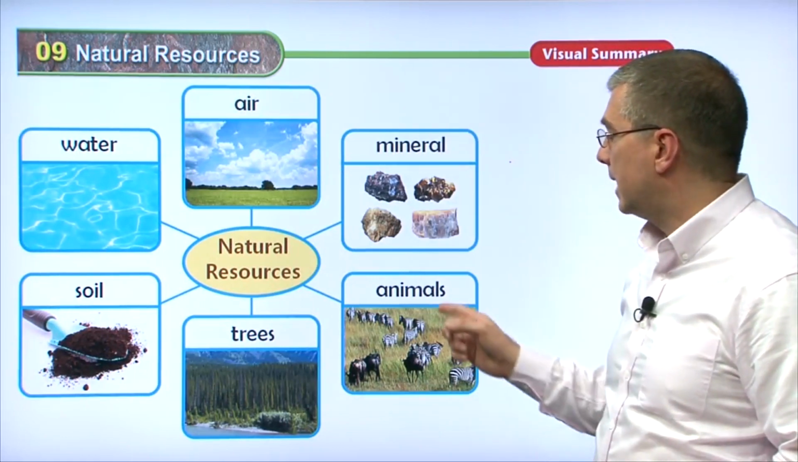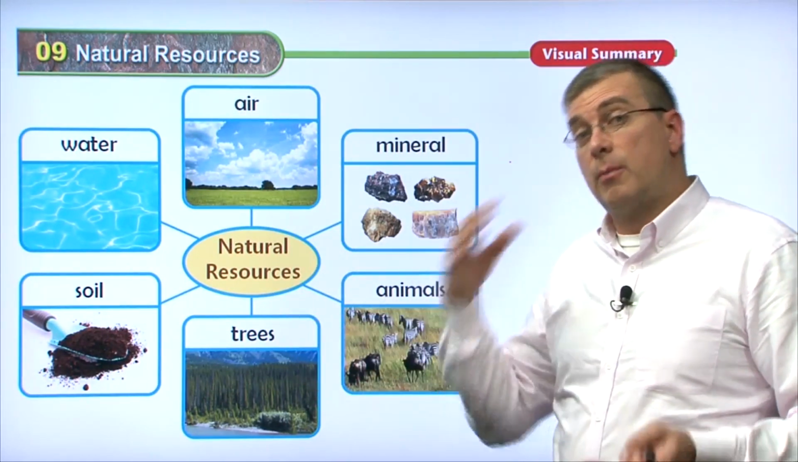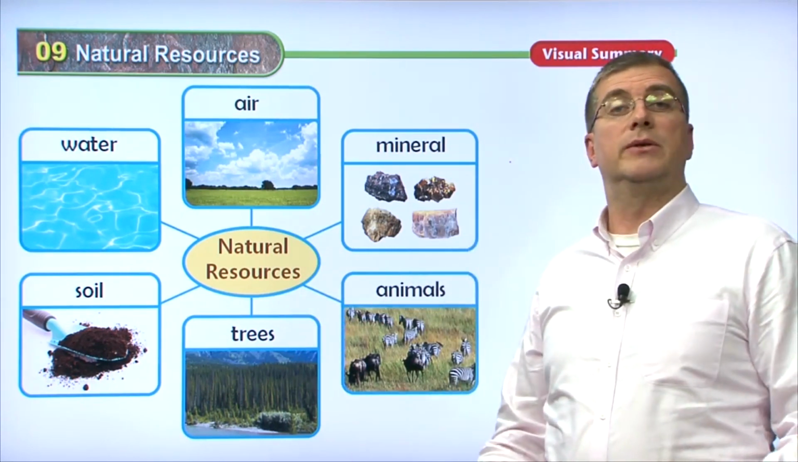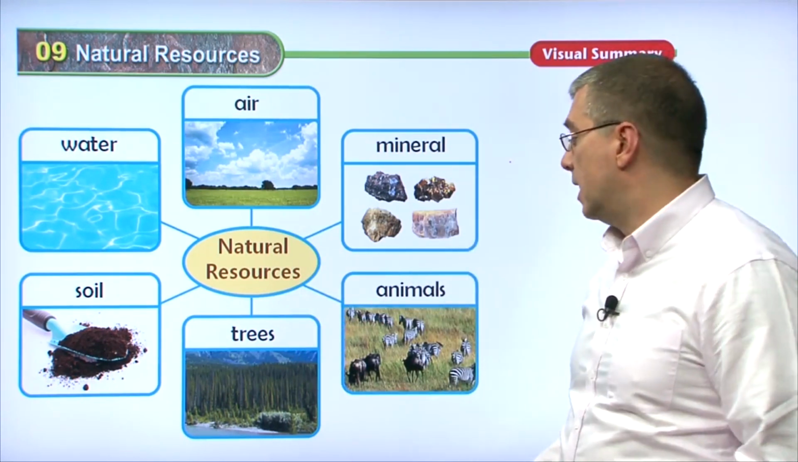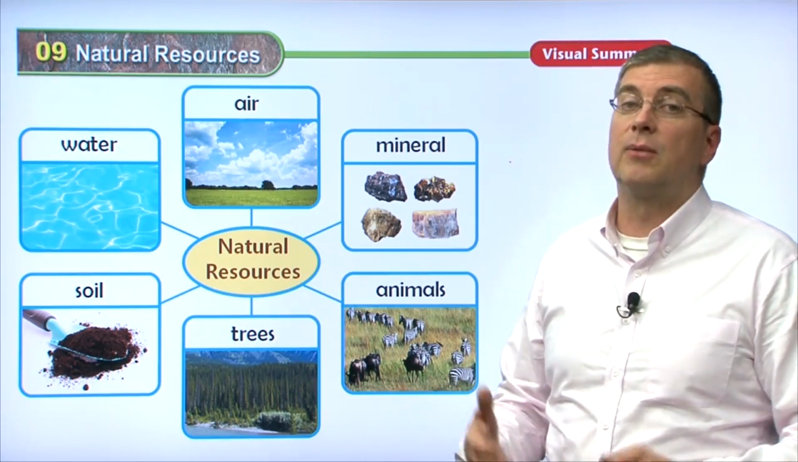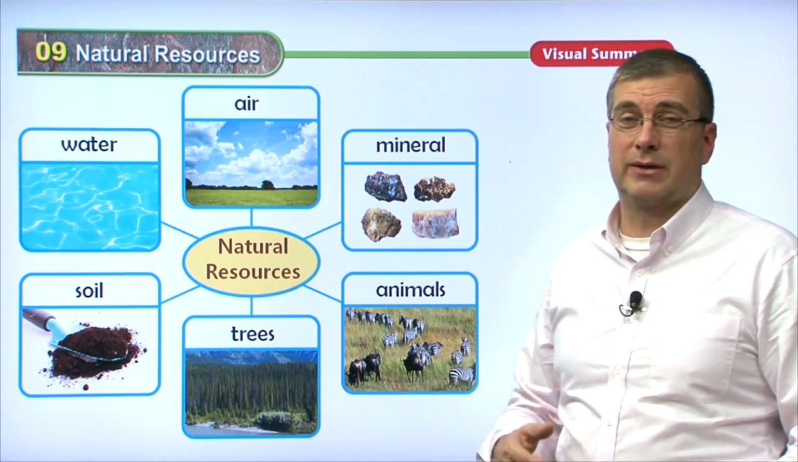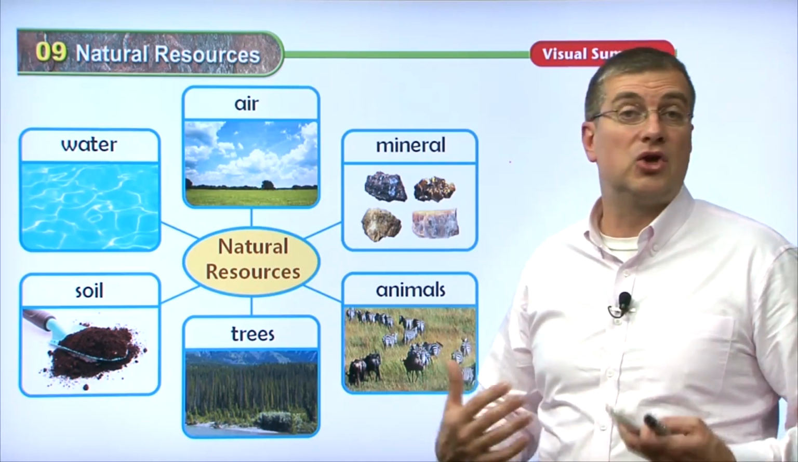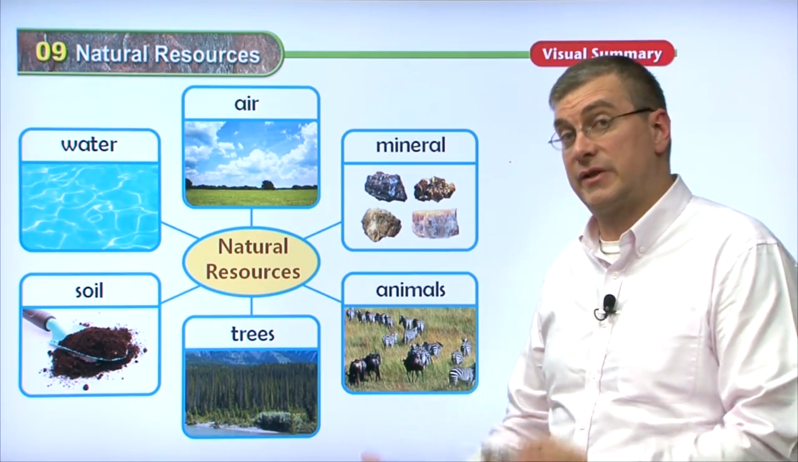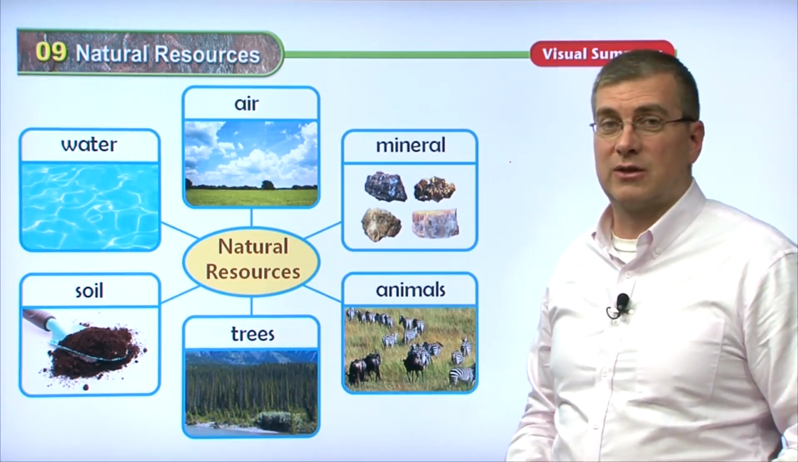Okay. Animals. We didn't talk about animals as a natural resource before, but if you think about it, of course we can use animals as natural resources. Most of us eat meat, right? Where do we get it? We get it from animals. We can also use animals for their skins, right? Sometimes you see leather. A leather jacket is made from an animal's skin. So we use animals for natural resources as well.